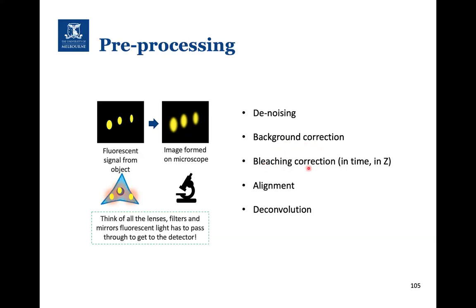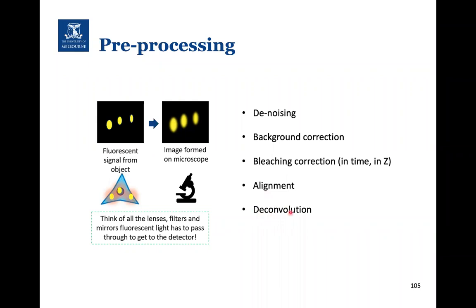We can do bleaching corrections. So if your experiment's over time and your sample is bleaching, we can try and correct the intensities for that. We can also do that in Z. If you're going through deep samples, your signal gets worse the deeper you go. We can do channel alignment, so sometimes your channels will be slightly off. Certainly if you're doing something like a co-localization analysis, you might want to have a control, some beads, that you can use to align your channels back together again.